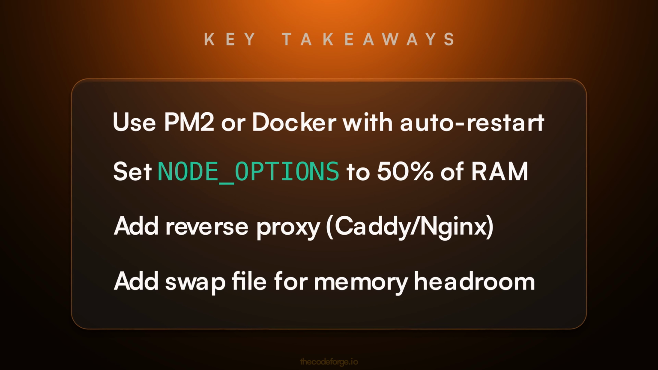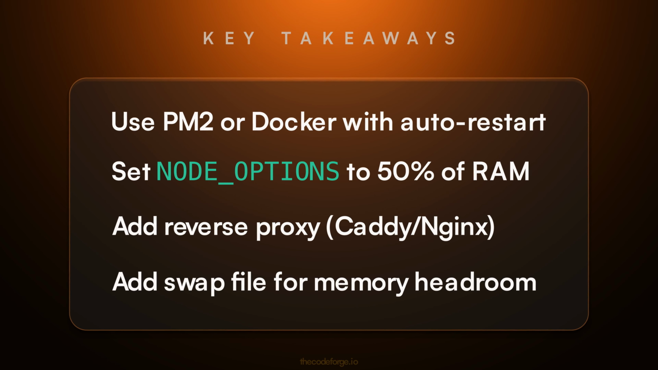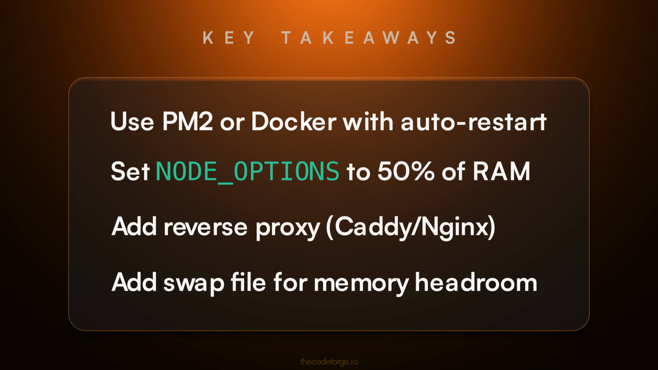Let's recap the key takeaways. Use PM2 or Docker with auto restart. Set node options to 50% of RAM. Add a reverse proxy, Caddy or Nginx. Add a swap file for memory headroom.